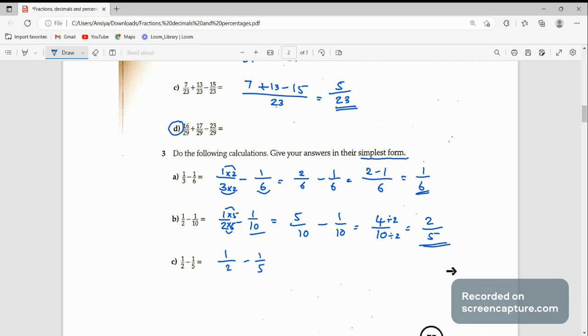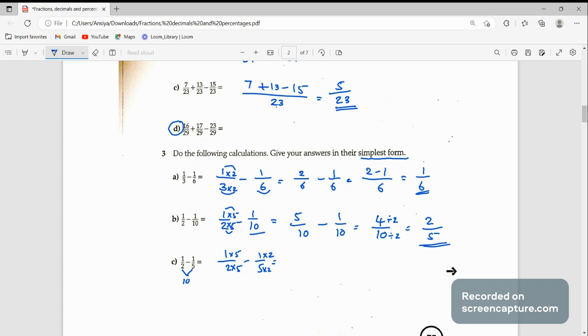minus 1 over 5. So either both denominators should be 2, but that's not possible, or both should be 5, that's also not possible. In this case, we can multiply these two numbers, 2 and 5, to get 10. So we can make 10 the denominator. So here you multiply by 5 and here you multiply by 2. So we will get the denominator as 10. How do we know the number 10? Multiply these two numbers. That's how you decide what the denominator can be.